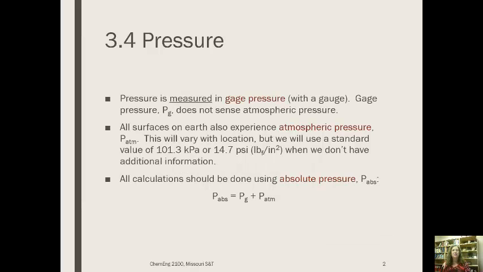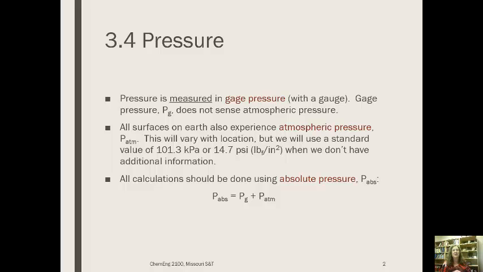So, pressure is force per unit area, and it's measured using a pressure gauge. And so that measured value is going to be something we're going to call a gauge pressure. So that is going to be the force applied per unit area, and it's not going to sense what that atmospheric pressure is surrounding you and this surface.